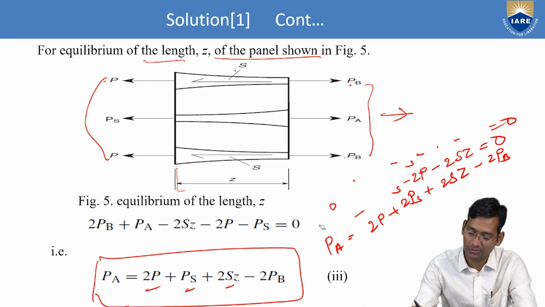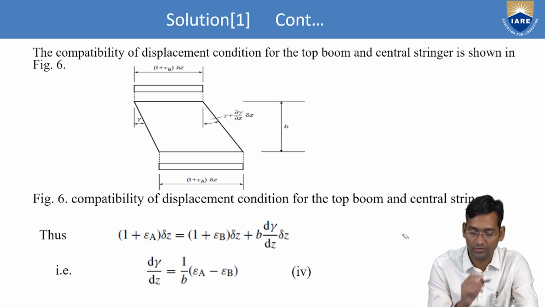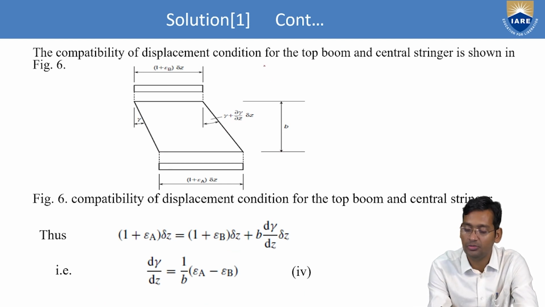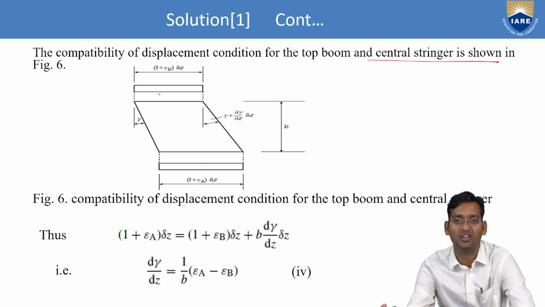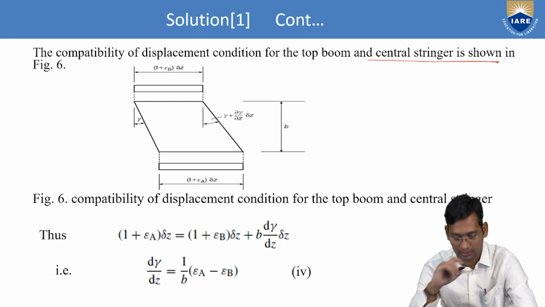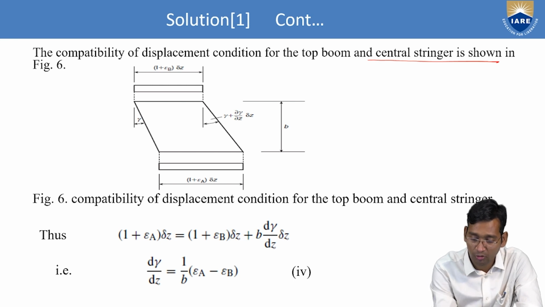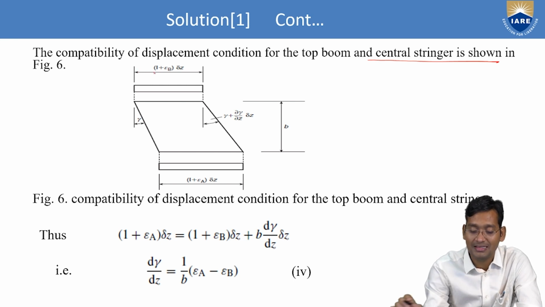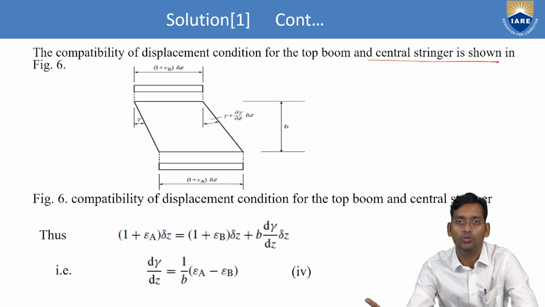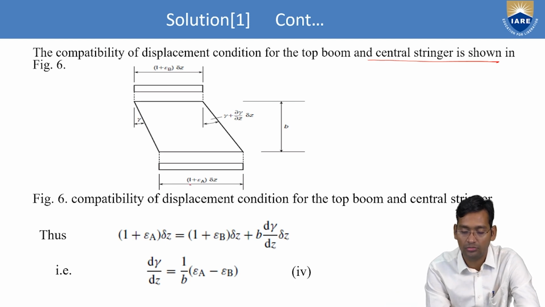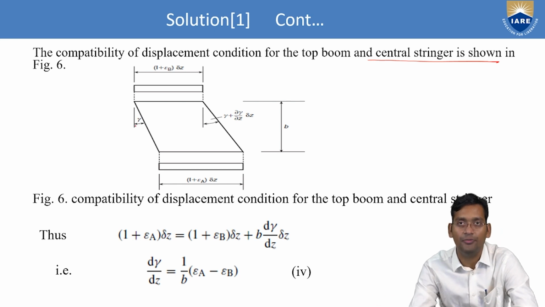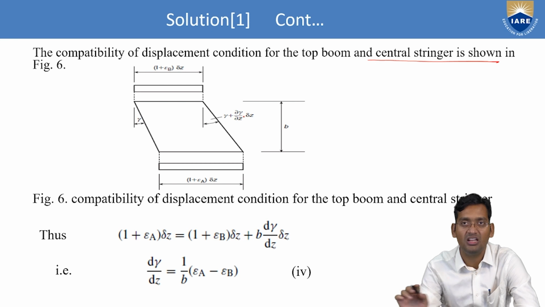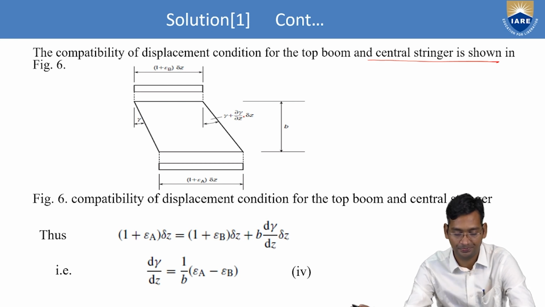So now next, what we have to do? Just see, the compatibility of displacement condition for the top boom and central stringer is shown. For the top boom, this is 1 plus epsilon B into del Z. And for the central one, that is 1 plus epsilon A into del Z. On this side it is gamma, where gamma is a strain here. So this side it will be gamma plus del gamma into del Z.